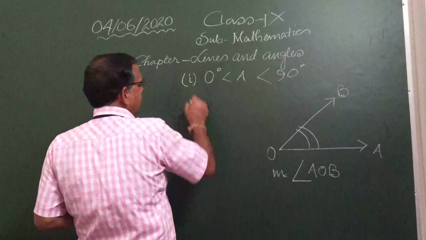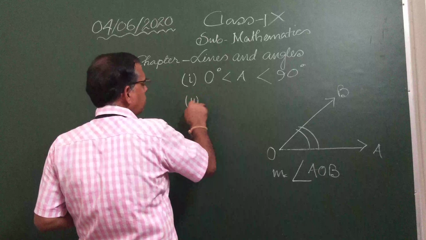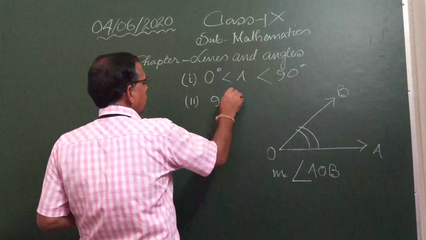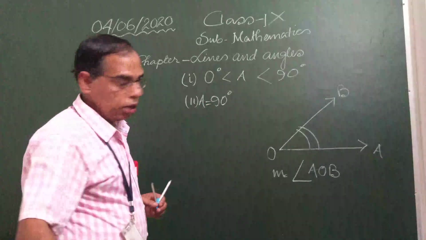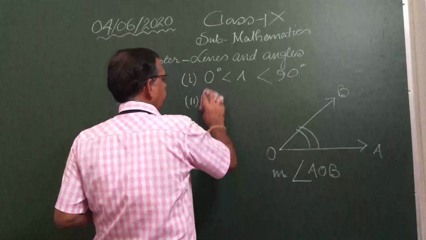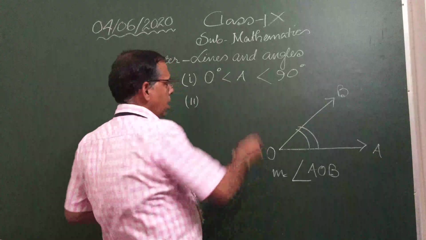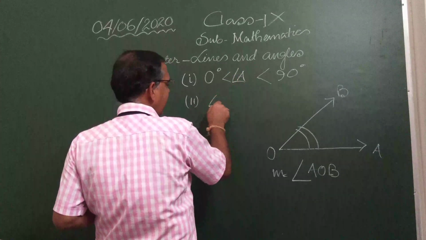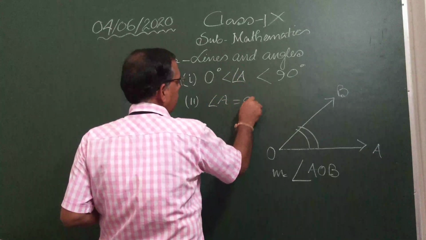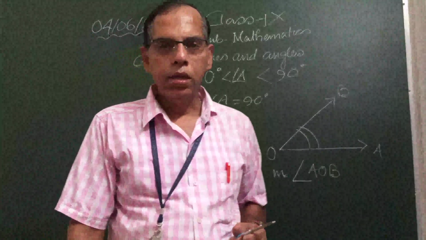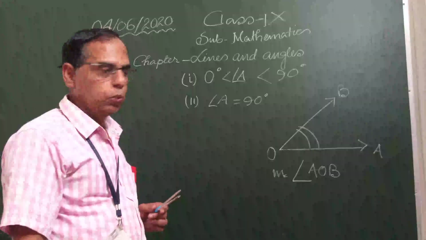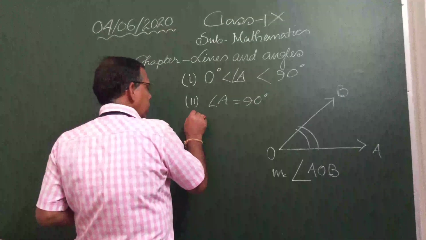If it is exactly 90 degree, equal to 90 degree, or you write angle A equal to 90 degree, then what is that? That is a right angle. That is a right angle. Number 2. Number 3.